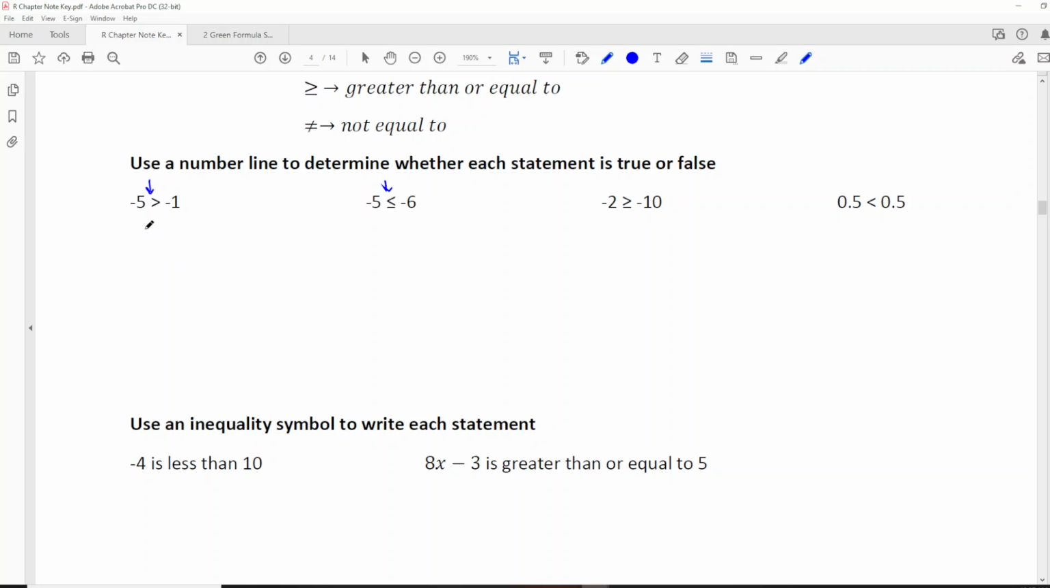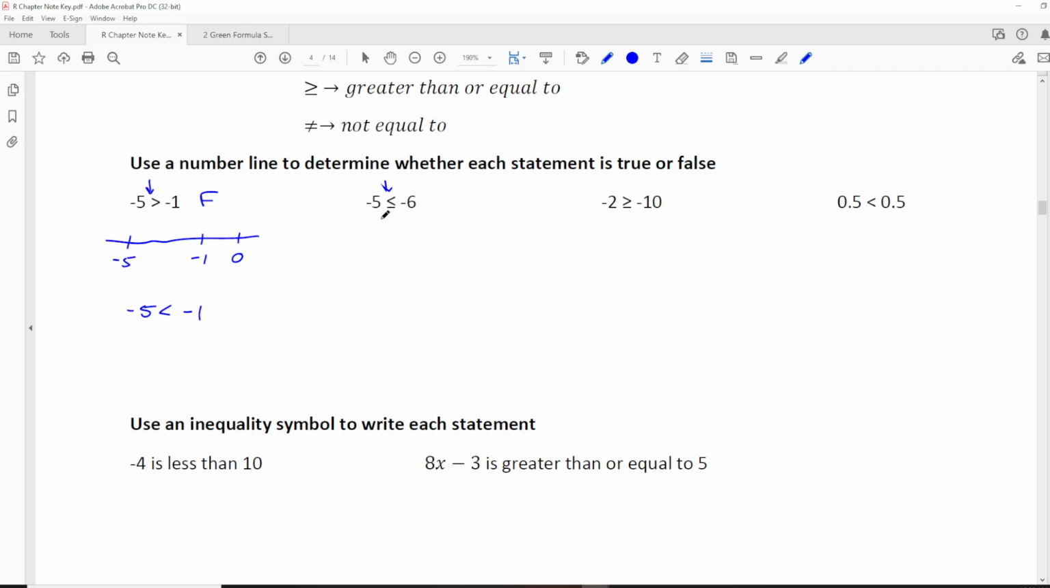So the question is, is -5 greater than -1? Well, they tell you to use a number line, which you don't have to do, but just so you know, -5 is smaller than -1, right? If you picture 0 being up here. So if something's more to the left of another number, it can never be greater. It has to be less. So -5 is actually less than -1. This is false.